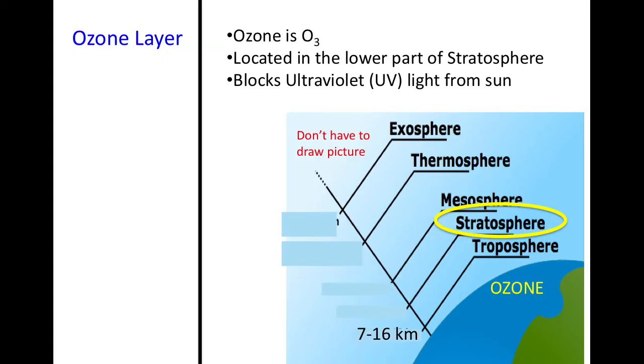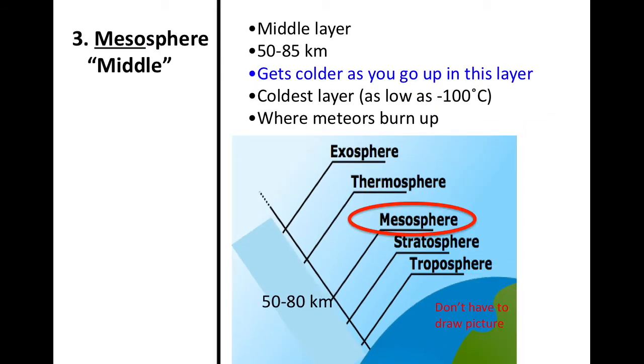The ozone layer is inside the stratosphere. And remember that it is located in the lower part of the stratosphere. This blocks ultraviolet rays. The mesosphere is the third major layer, and meso stands for middle.